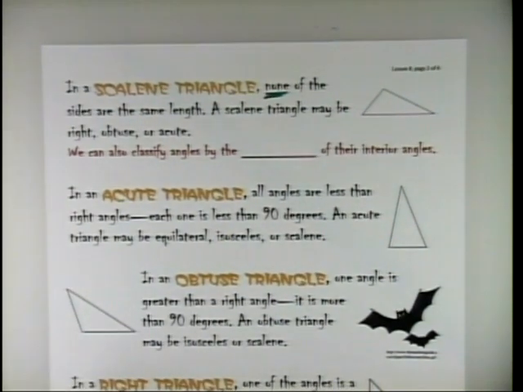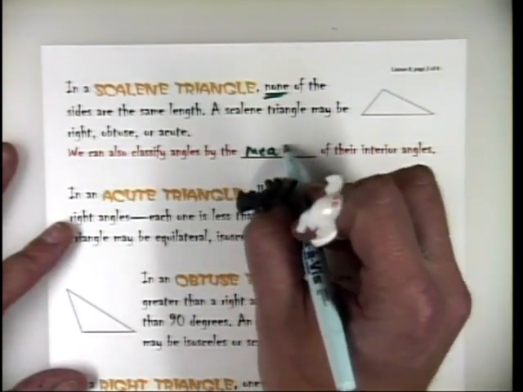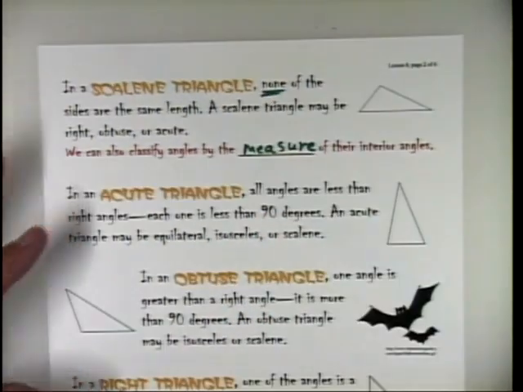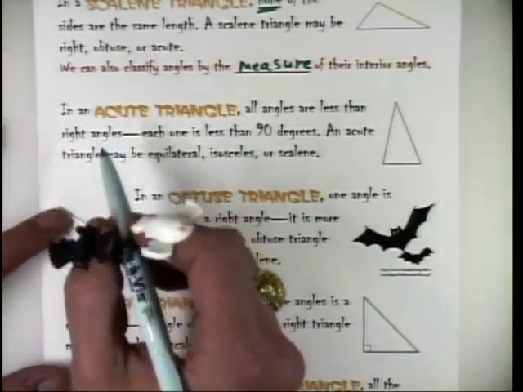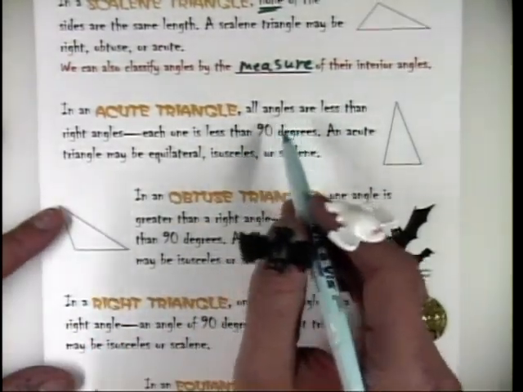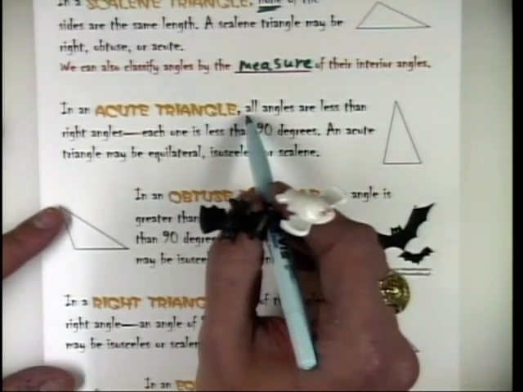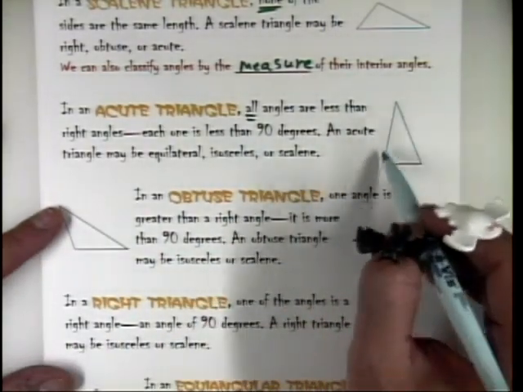Another way we can classify the triangles is by the measure of their interior angles, the angles on the inside of the triangle. Okay, so the first one is called an acute triangle. And in an acute triangle, all the angles, not some of them, but all of them, are less than right angles. That means they're all less than 90 degrees, like in this one here.